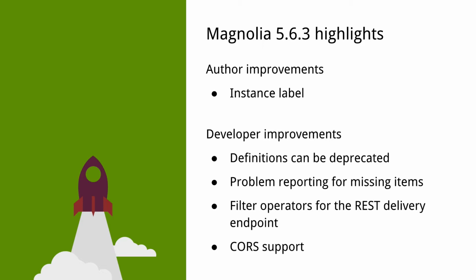So for the author, we have the instance label, which is going to help you navigate multiple environments. And for developers, we have definitions that can be deprecated, problem reporting for missing items, new filter operators for the REST delivery endpoint, and we now have CORS support out of the box. So let's take a look at these.